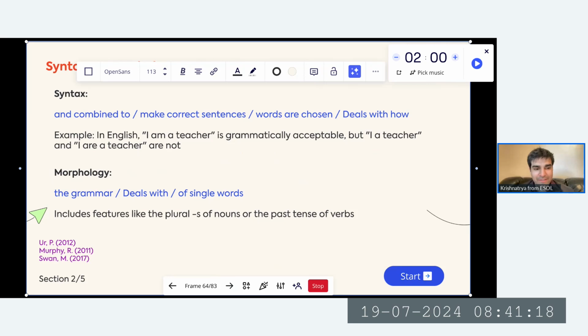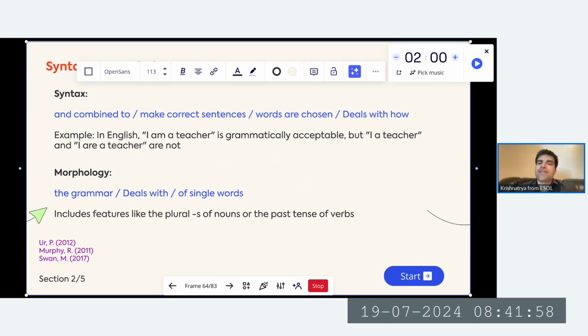We have to give credit to Devashri. Very good, Devashri. That's right. Thank you, Urmila. And what is morphology? Right? Everybody's right. Thank you. What is morphology? Deals with the grammar of single words. Thank you, Sagar, Urmila, Ranjita, Devashri again. Lovely. Thank you so much.